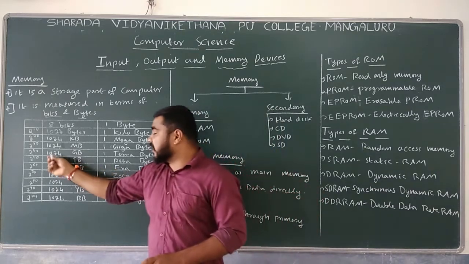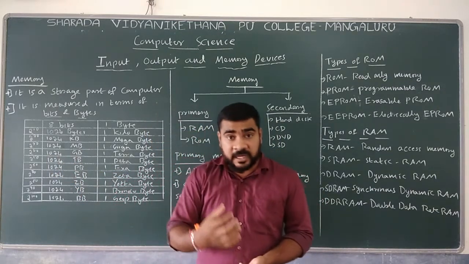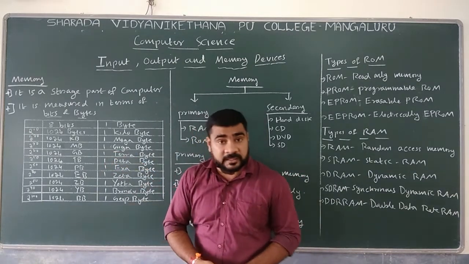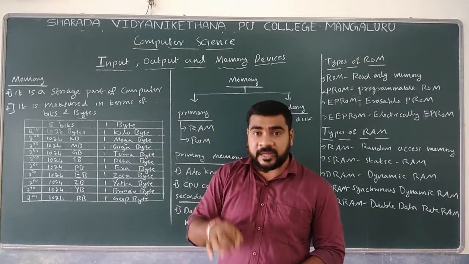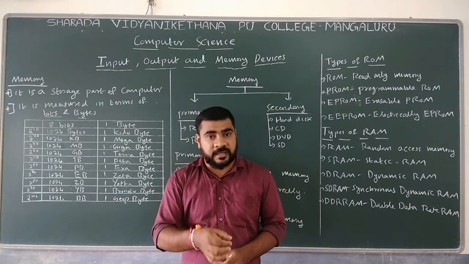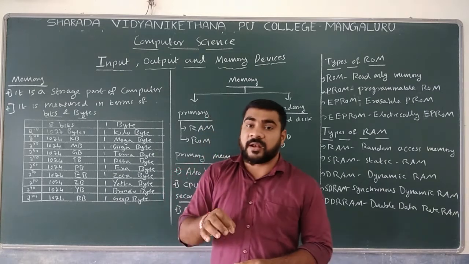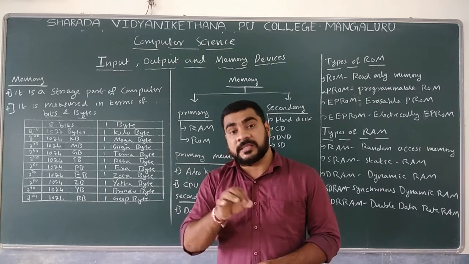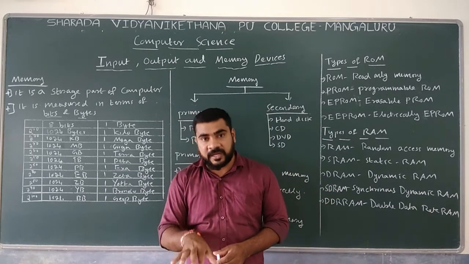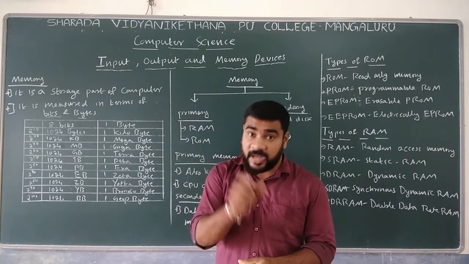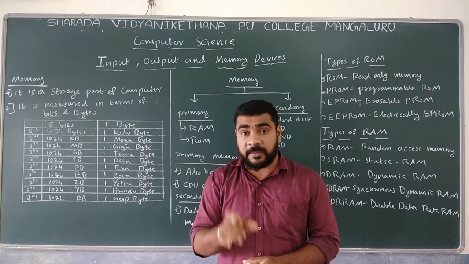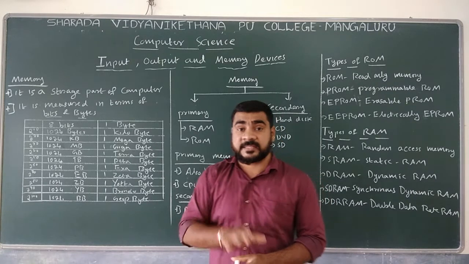Like that, 1024 gigabytes will create 1 terabyte. 1024 GB is equal to 1 terabyte. Like that, 1024 TB is equal to 1 petabyte. You can see that table. 1024 TB will create 1 petabyte. So like that, 1024 petabytes, or PB, is equal to 1 exabyte.